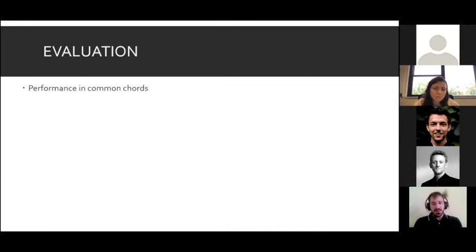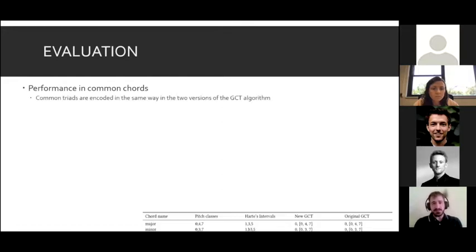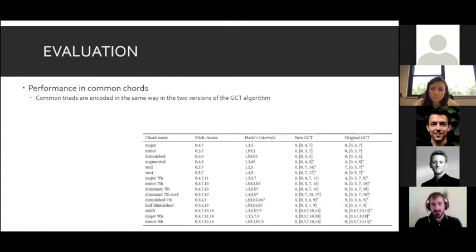The novel version was evaluated on a list of common chords found in classical and jazz music. These chords were encoded in both versions of GCT, next to a representation as suggested by Hart's syntax. Here you can see the table. The complete one you can find in the paper. These chords in both versions were encoded the same way, as you can see.